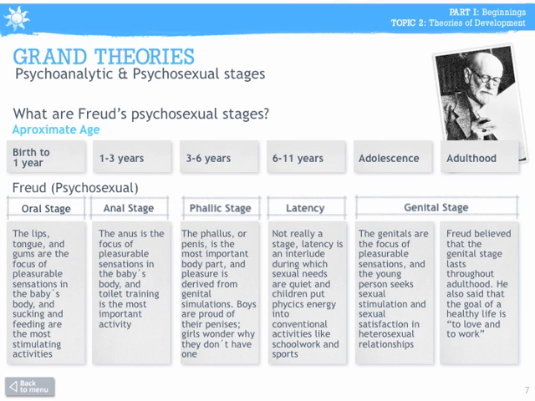6 to 11 is latency, and this is basically when the sexuality is kind of latent at that point. It's not at the forefront. And then Freud believed that new stages did not occur in the adult years. Rather, earlier stages influenced adult behavior. So adolescence through adulthood is the genital stage, and that has to do with pleasure and love.